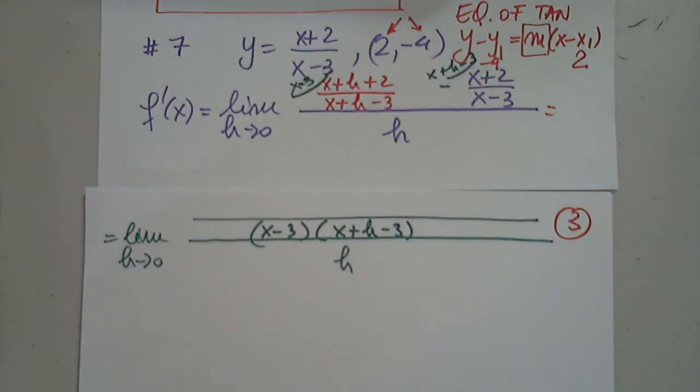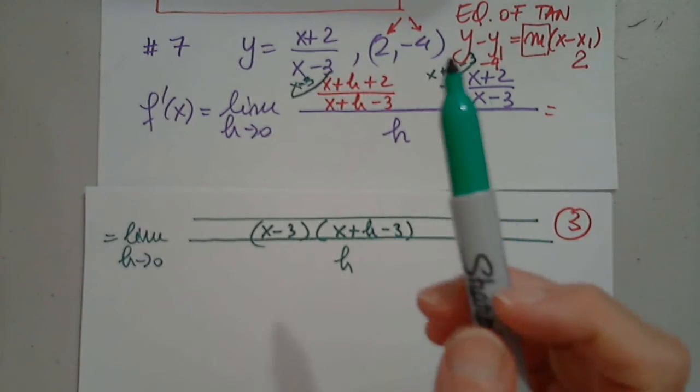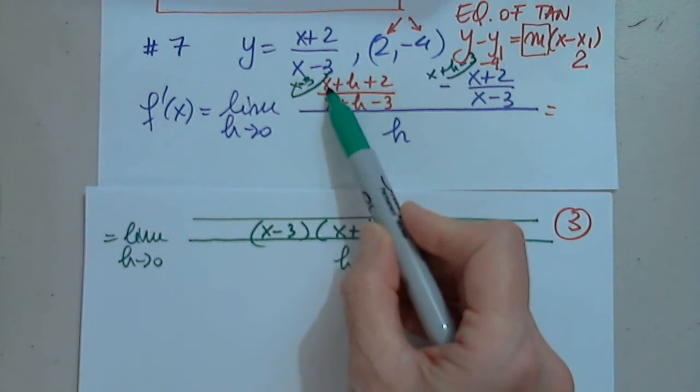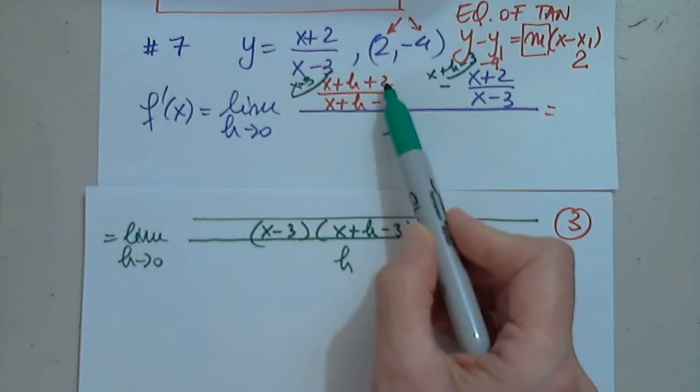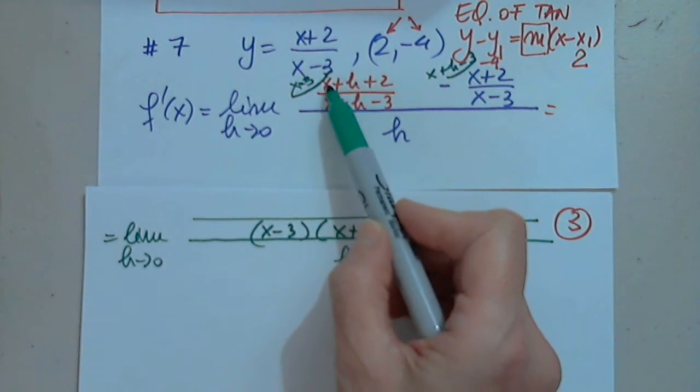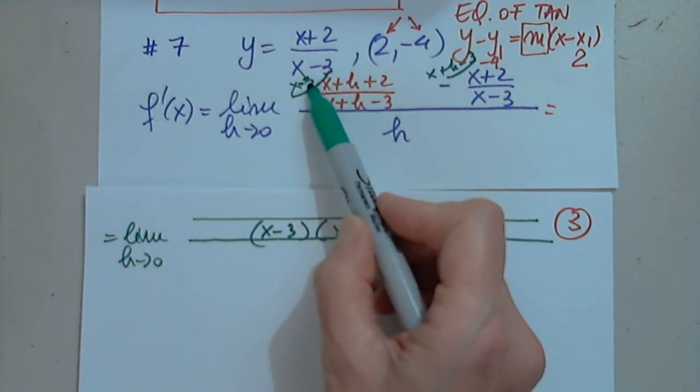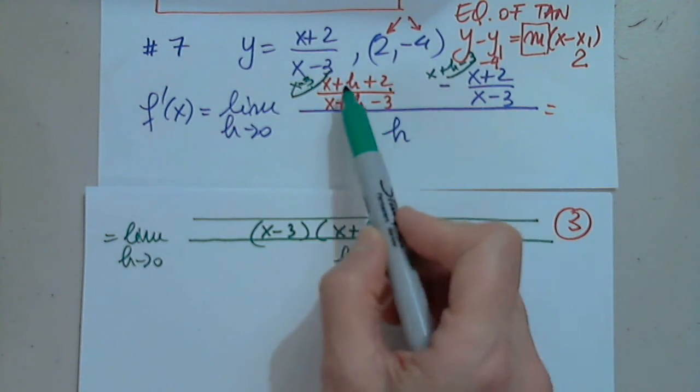Brianna? Thank you. Perfect. So now carefully, let's multiply. X times h, x times 2. Negative 3 times x, negative 3 times h, negative 3 times 2. This is what I'm going to do.